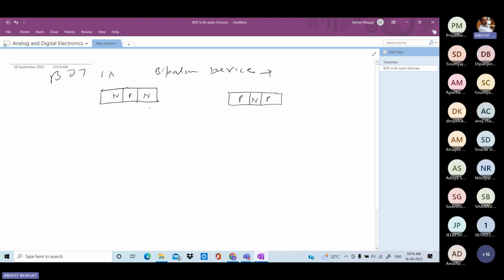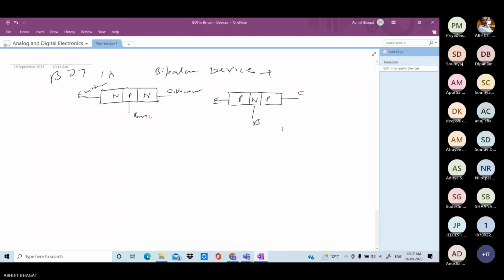Now, what are the terminals in BJT? Emitter, base, and collector. It is denoted by E, B, and C. Three terminals are there. Okay.